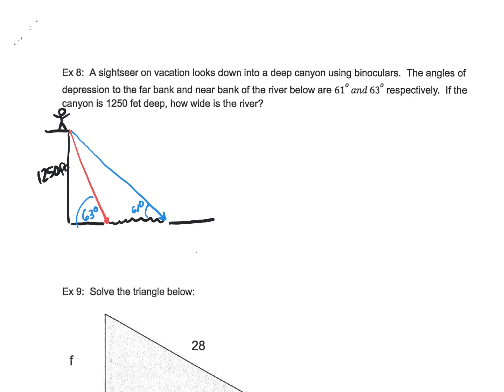Now, how does that help me? Guys, with that straight up and down, I have not one, but two right triangles, don't I? And what I want is how wide is the river? That's here, guys. That's this, X. I want you to tell me, let's draw these two. So we have two separate triangles here. So this one's 63 degrees, and this is 1250. And then we have one that is 61 degrees, and this is 1250. How can I figure out what that piece X is?